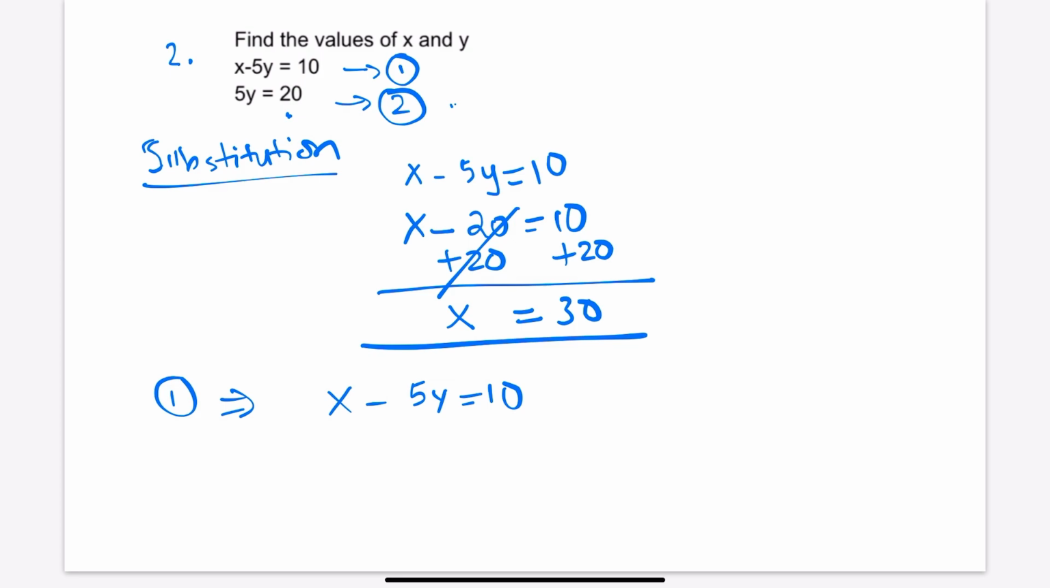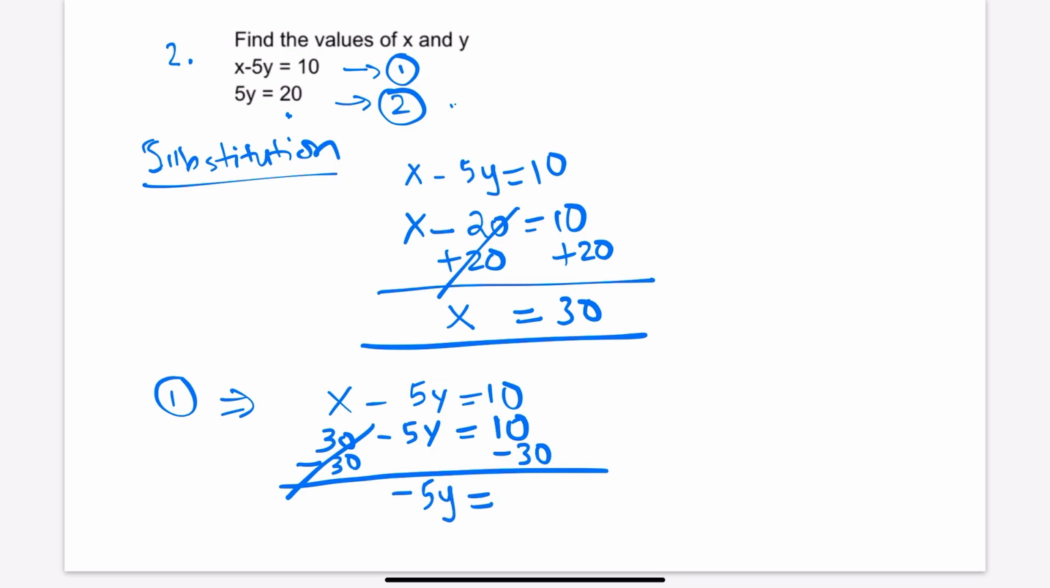Alright. So now we've just found out the value of x as 30. We are just plugging in the value of 30 here. Alright. 30 minus 5y is 10. Again, we have to isolate y if we are trying to find y. So let's remove 30 from both sides. This gets cancelled out. I'm left with negative 5y is 10 minus 30, which is negative 20. Alright. So I'm left with negative 5y is negative 20. I'm trying to find y. So divide both sides by negative 5.